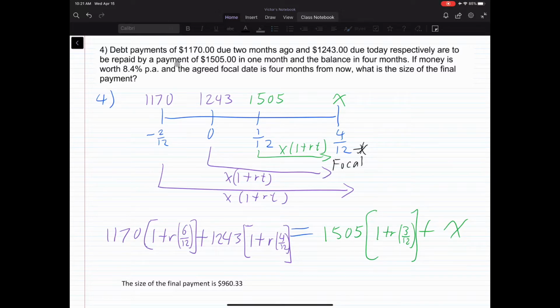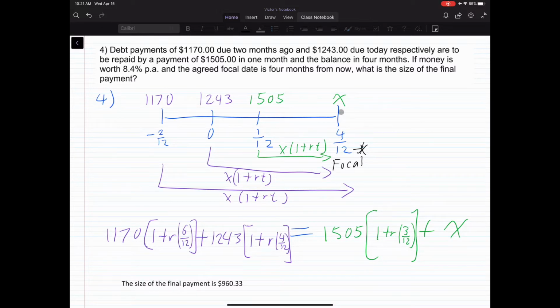And then we have two payments. The first payment is 1505, that is 1 month from now. And then we have the balance due in 4 months, so that is your X. Four months from now, so your time is 4 over 12. So two debts in purple and two payments in green. And then the focal date is 4 months from now, so that's why we have the stars here.